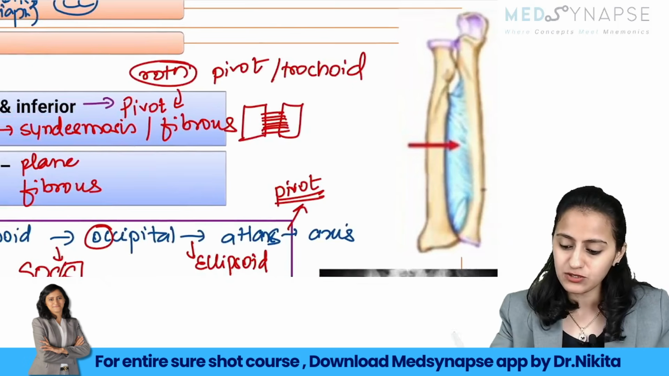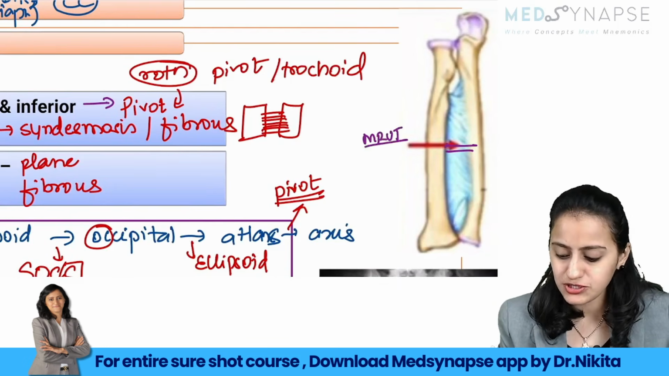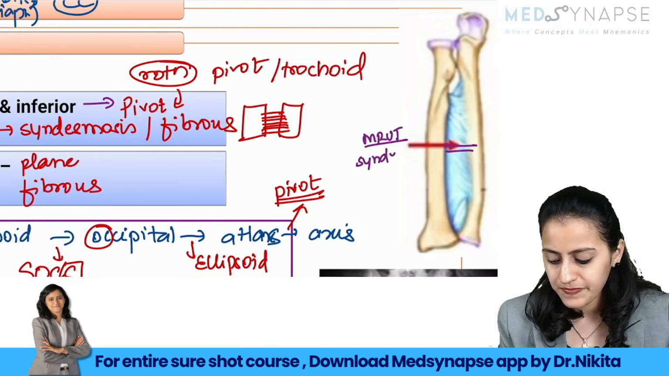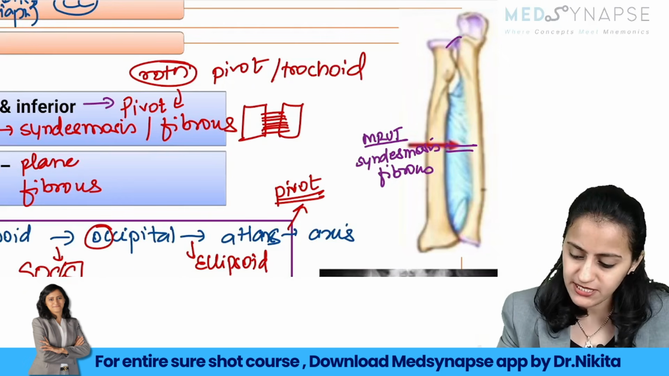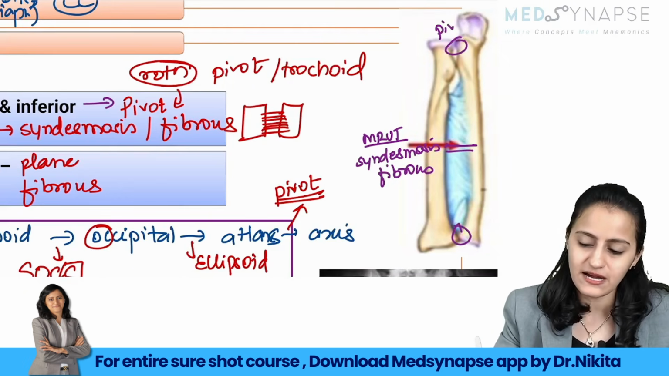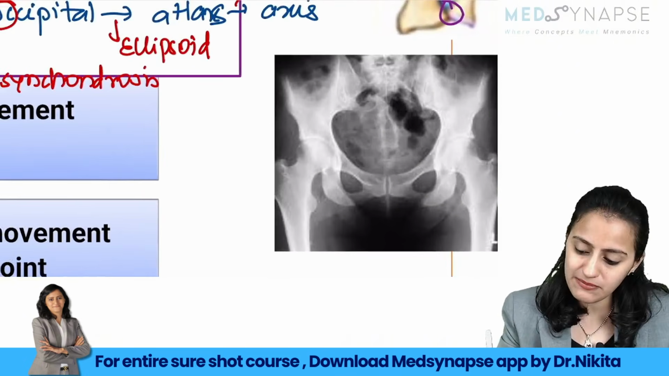Look at the image based questions asked previously. This is the middle radioulnar joint, joined by the interosseous membrane. This is syndesmosis, a type of fibrous joint. Superior and inferior are the pivot joints. This has been asked in the FMGE exam, like I mentioned many times.